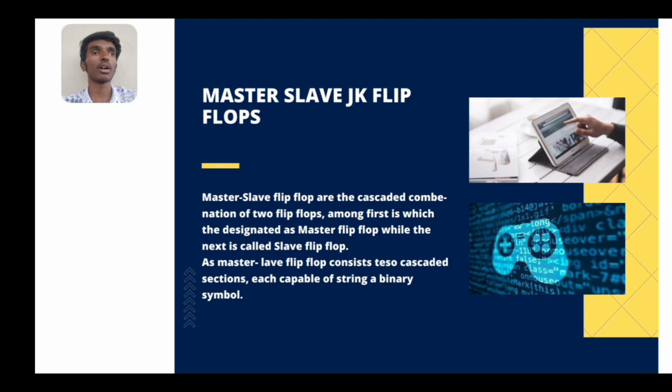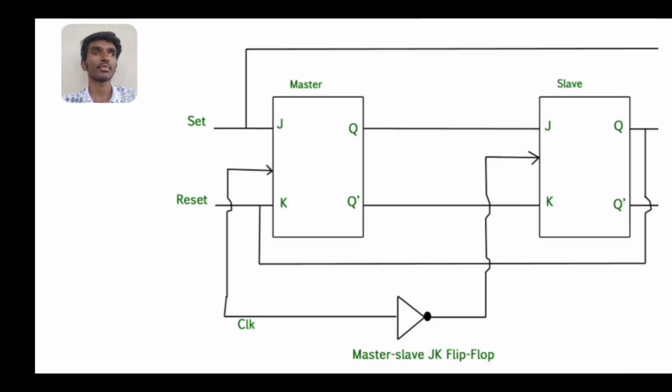Master slave JK flip flop. Master slave flip flop is a cascaded combination of two flip flops, of which the first is designated as the master flip flop, while the next is called the slave flip flop. Master slave flip flop consists of two cascaded sections, each capable of storing a binary symbol. We can see on the screen a symbolic representation of the master slave JK flip flop.